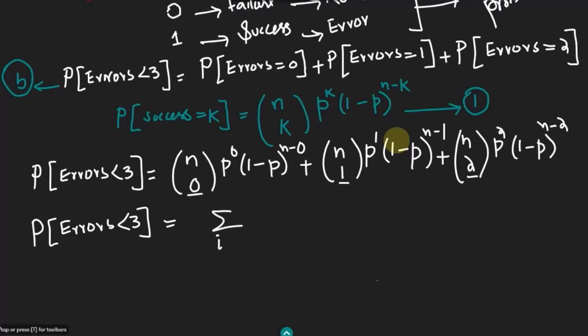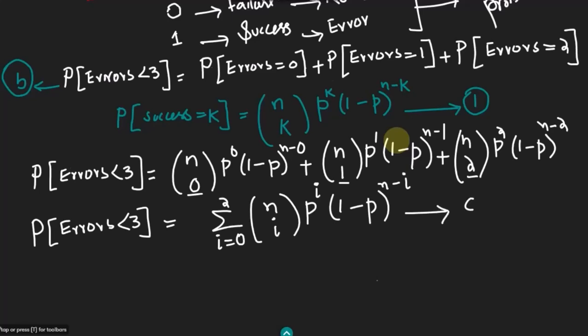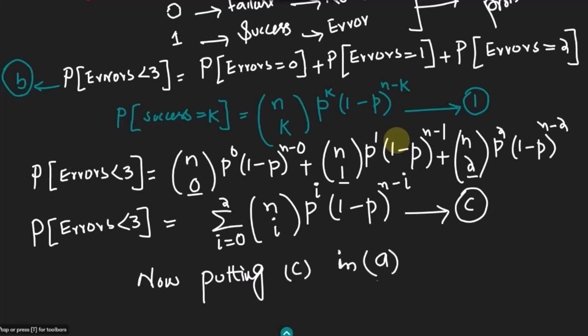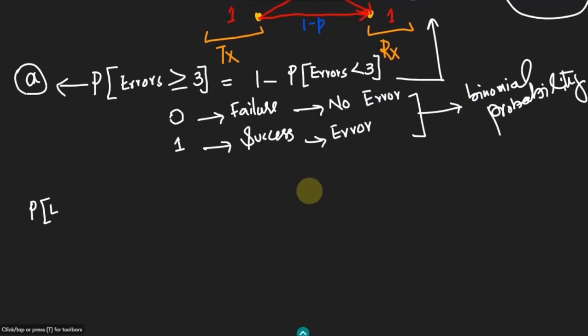So here I will be from 0 to 2, and here it will be n choose i, the probability p to the power i, and 1 minus p to the power n minus i. Let me call it equation C, and now putting C in A.